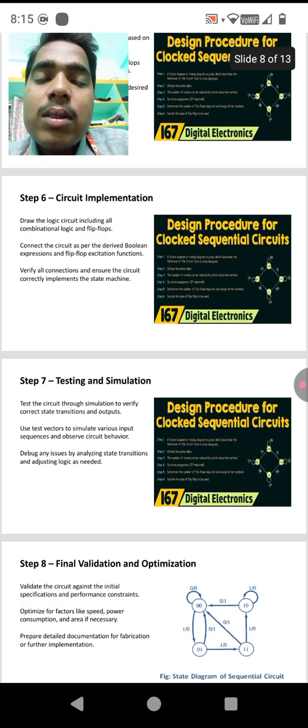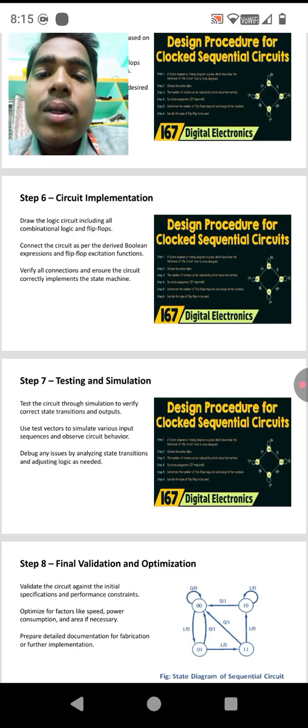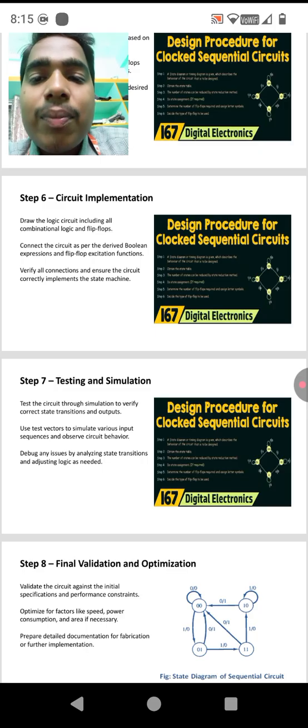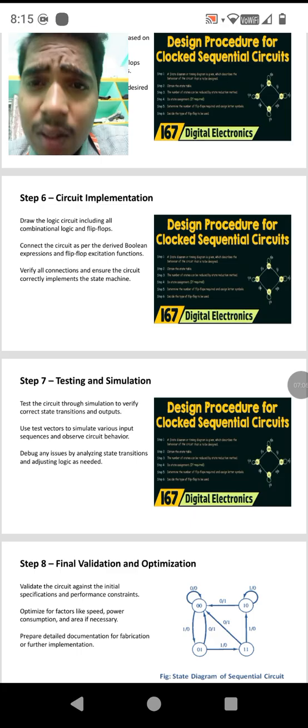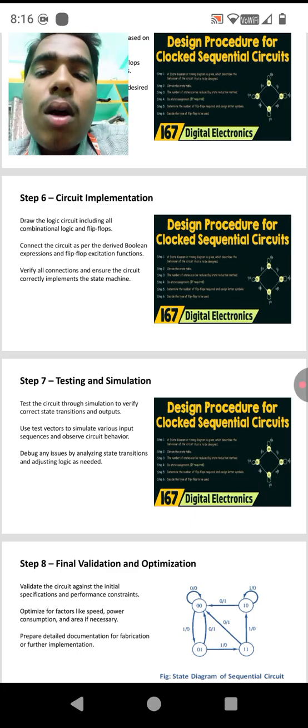Step 6. Circuit implementation. Draw the logic circuit including all combinational logic and flip-flops. Connect the circuit as per the derived Boolean expressions and flip-flop excitation functions. Verify all connections and ensure the circuit correctly implements the state machine.